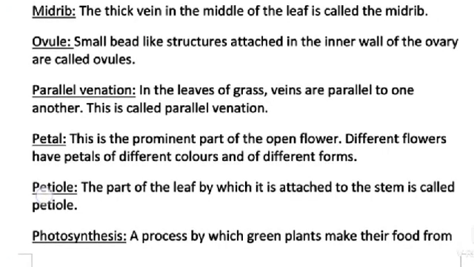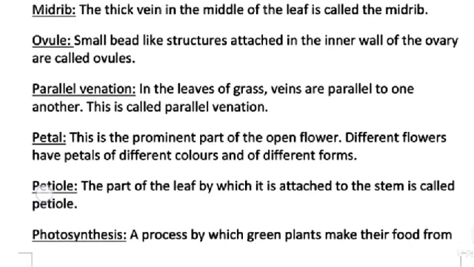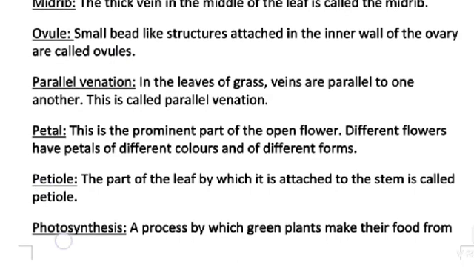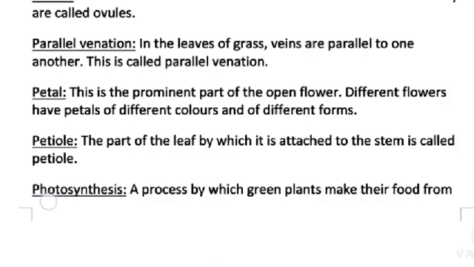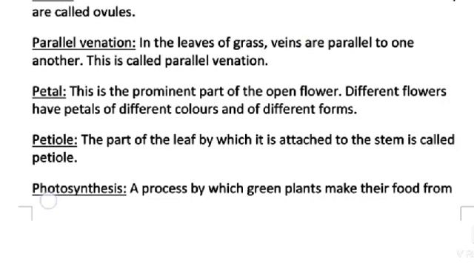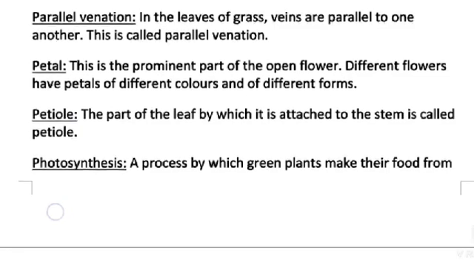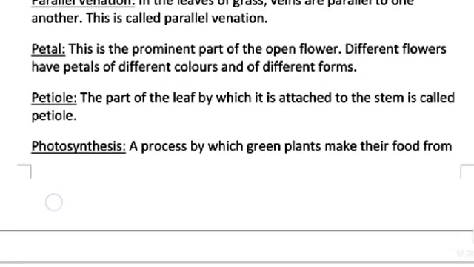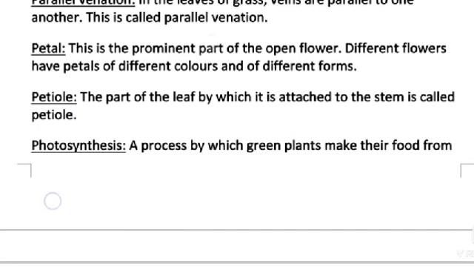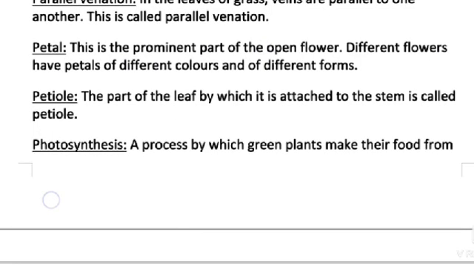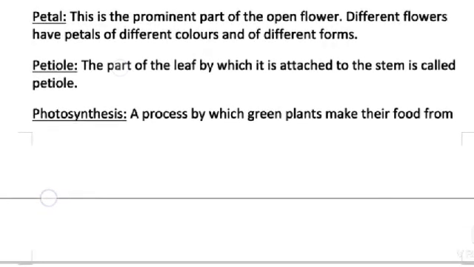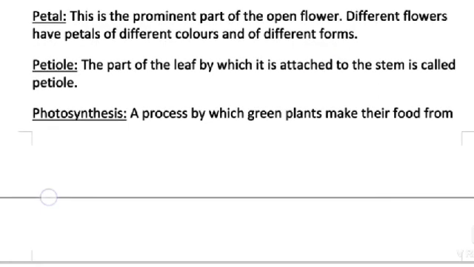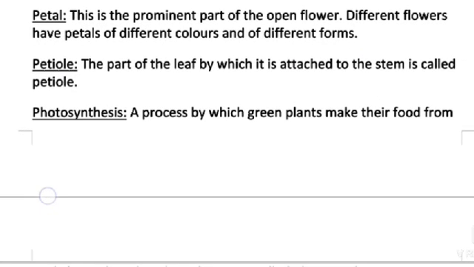Ovule, small bead-like structures attached to the inner wall of the ovary, are called ovules. Parallel venation, in the leaves of grass, veins are parallel to one another. This is called parallel venation. Petal, this is the prominent part of an open flower. Different flowers have petals of different colors and of different forms. Petiole, the part of the leaf by which it is attached to the stem, is called petiole.